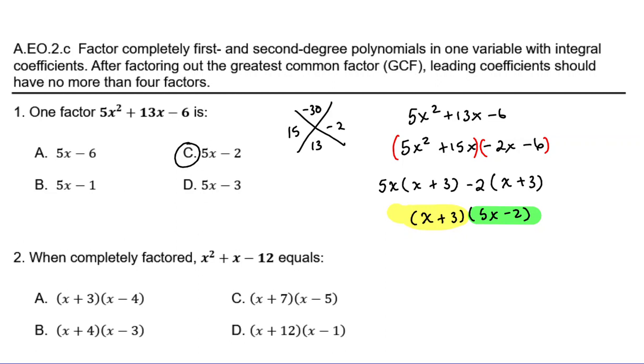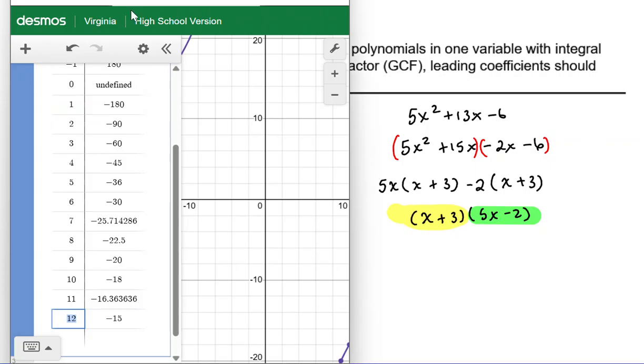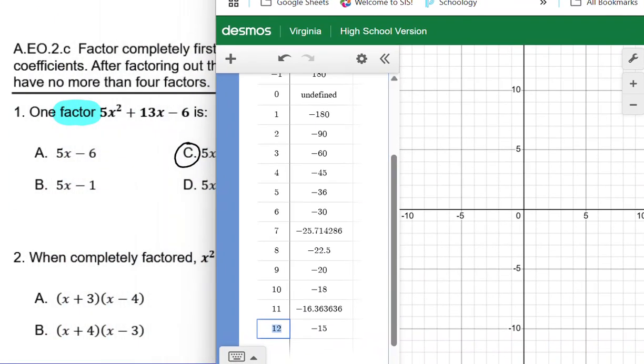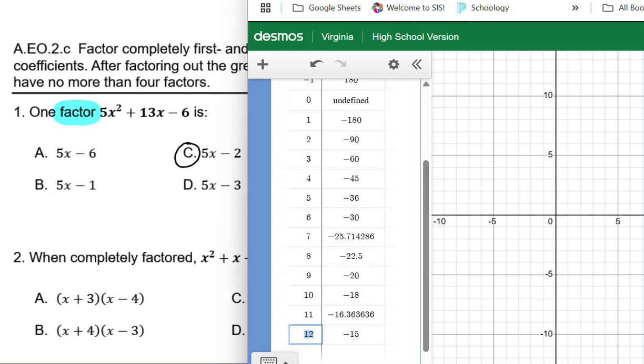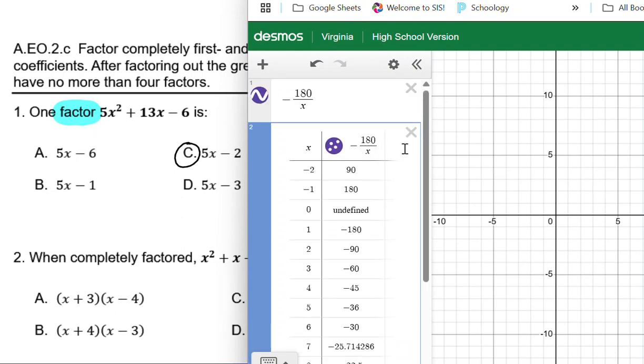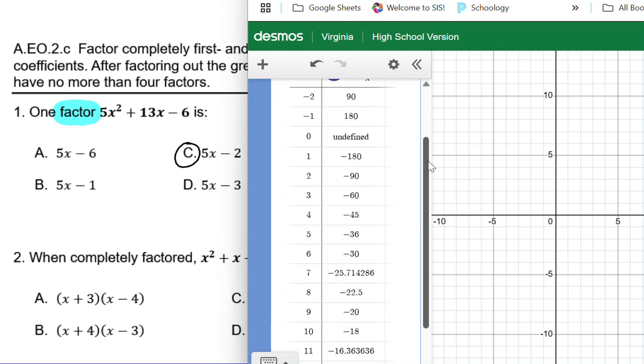I do want to show you a little trick in Desmos. Anytime it's asking you to find a factor, it might not always work because of this thing with the GCF that will come up. I'll show you an example of that later. But if they're asking you just for a factor, you can try to graph it and then look at if they have the same x-intercept.